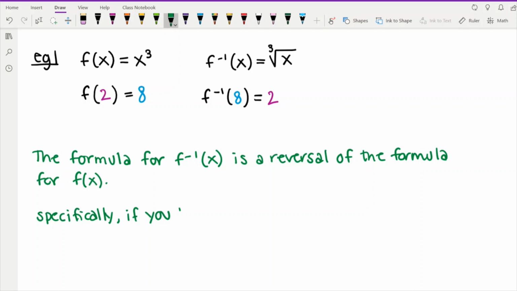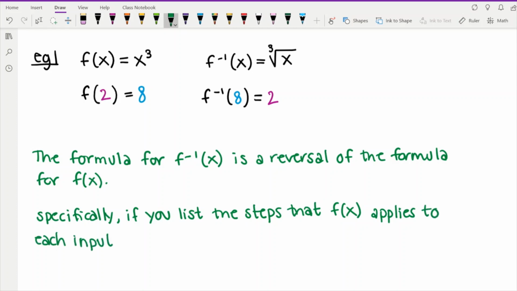So specifically, if you list out the steps that a function f of x applies to each input, and if you're confused about what I mean by that, don't worry, we're about to do an example. If you list out all the steps, in this case there's only one step. What does the function f of x do? It cubes. But you might have a function that cubes and subtracts something and multiplies by something. So you're listing out all the different operations that your function is doing to the input.